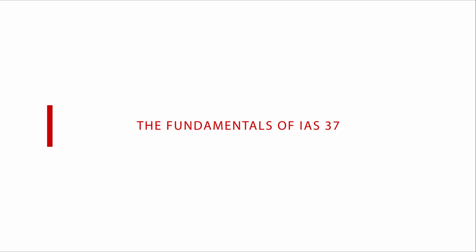IAS 37 covers provisions, contingent liabilities and contingent assets. And it's quite a controversial standard because a provision is a liability of uncertain timing or amount, which means there's a lot of judgment behind it. And it's maybe not the most perfect standard, but it's the best we've got for firms dealing with uncertainties in their accounts. And for a provision, you need three things.